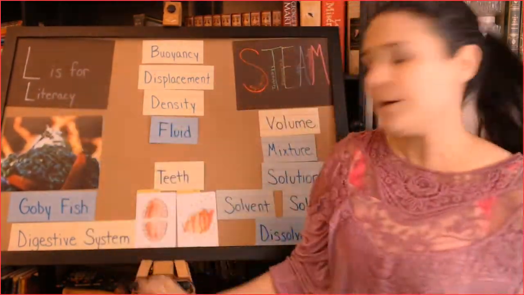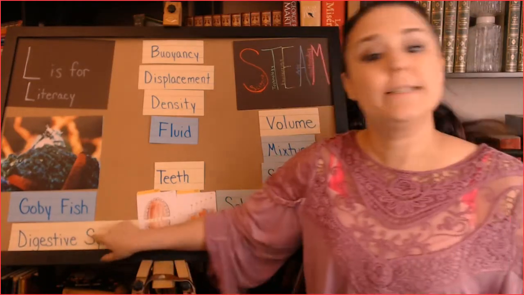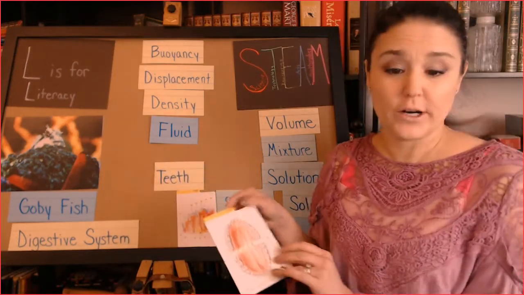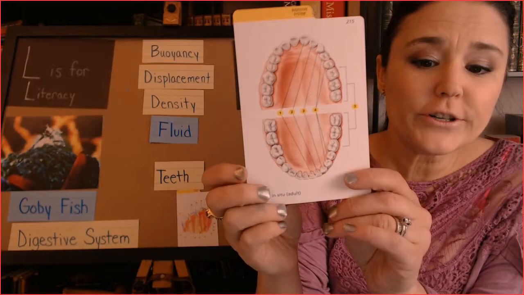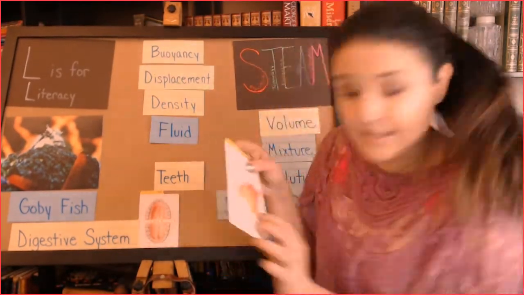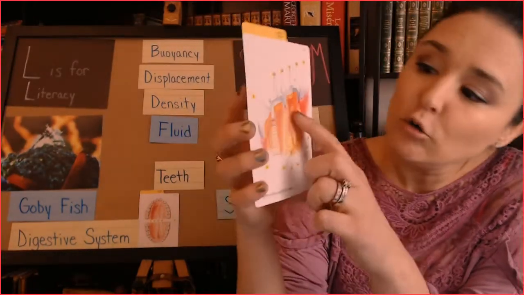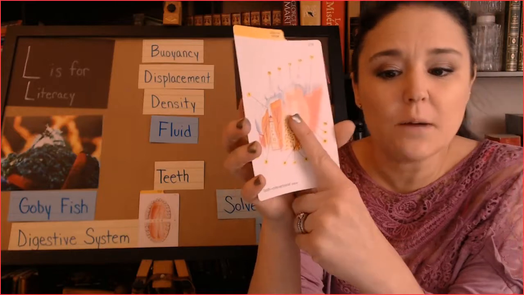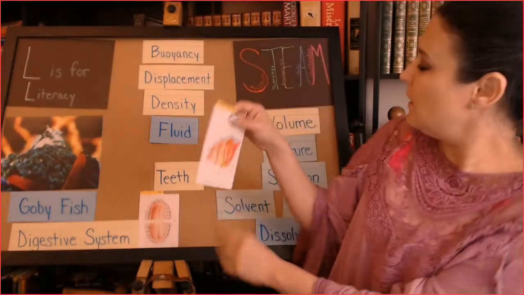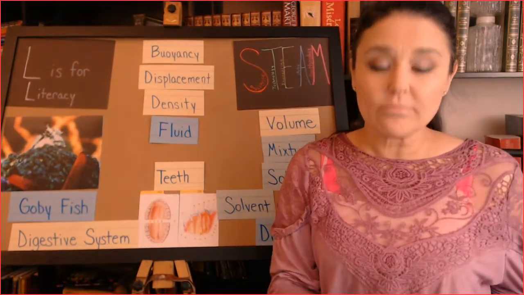Pretty cool, right? And everything you eat or drink has to go through your digestive system. And the part of your digestive system we're going to talk about today is your teeth. Those are your teeth. And this is what the inside of your teeth looks like. They have roots that hold them into your gums the same way the roots on trees hold them into the ground. Pretty cool, right? Let's do it.